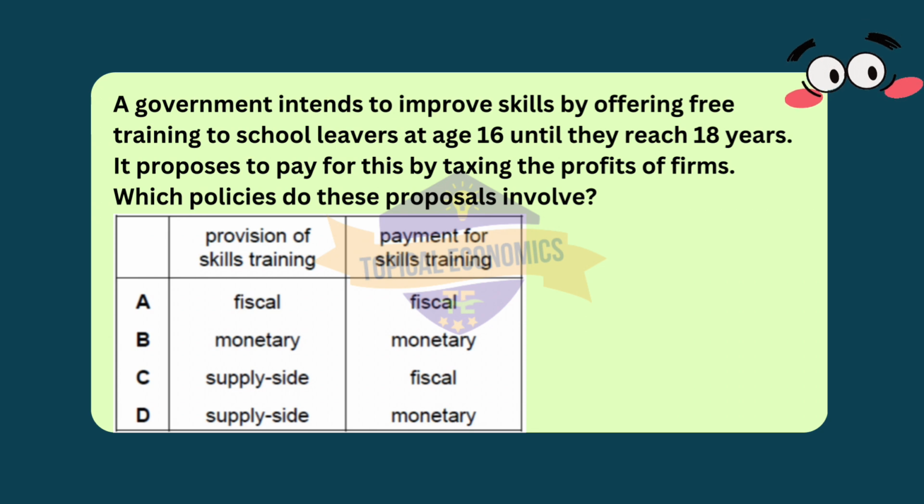Provision of skills training refers to offering free training to school leavers. It is part of a supply-side policy because it focuses on improving the skills of the workforce, thereby increasing potential productivity and economic growth. Payment for skills training. The government intends to fund the training by taxing the profits of firms. This is a fiscal policy because it involves taxation, a government revenue tool, to finance public expenditure.